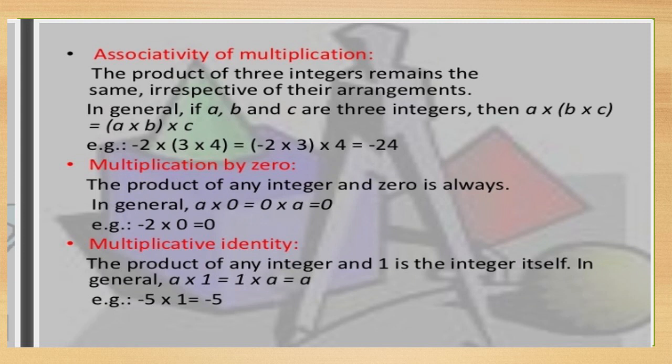Multiplication by 0. The product of any integer and 0 is always 0. In general, a into 0 is equal to 0 into a, that is 0. Obviously, minus 2 into 0 is 0. 1 into 0 is 0. Multiplicative identity. The product of any integer and 1 is the integer itself. In general, a into 1 is equal to 1 into a, that is equal to a. Minus 5 into 1 is minus 5.